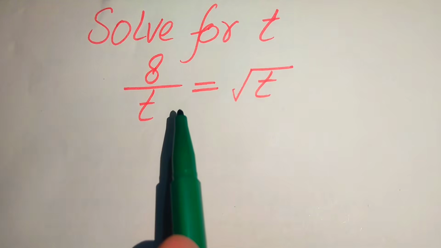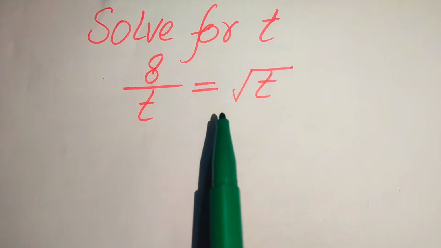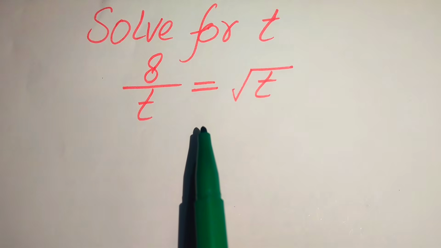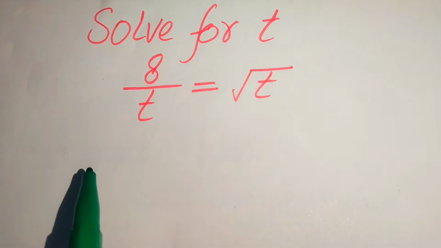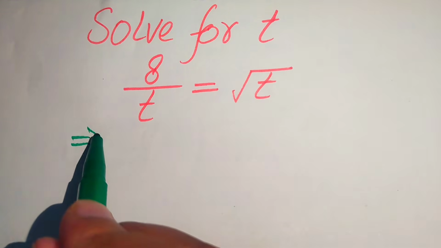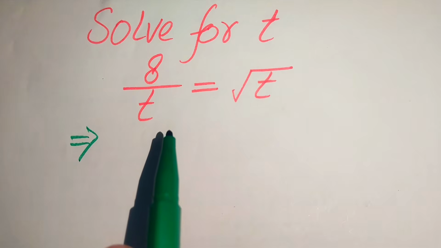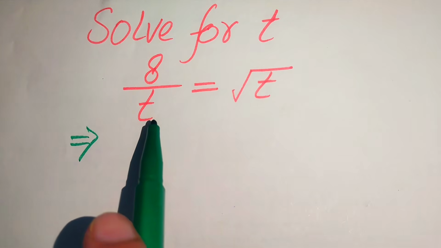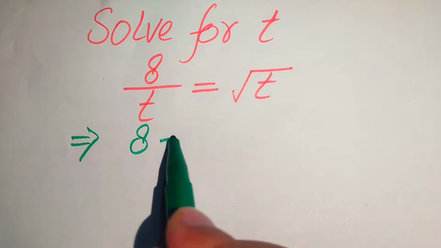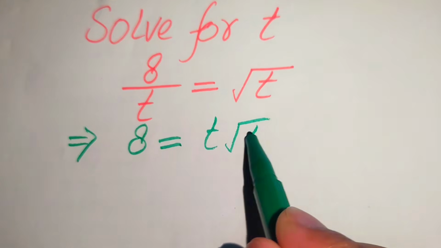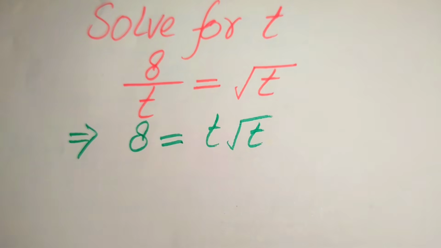So here we have 8 divided by t is equal to square root of t, and we solve this problem for all the values of t. First we need to rewrite this equation in this form, and here we move this t from the left hand side to the right hand side. You see here this t is in the denominator. When we move it to the right hand side, it will be written as 8 is equal to t times the square root of t.